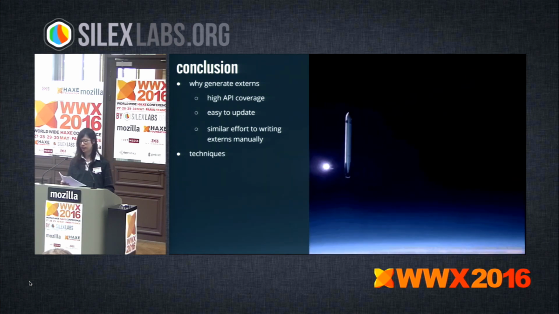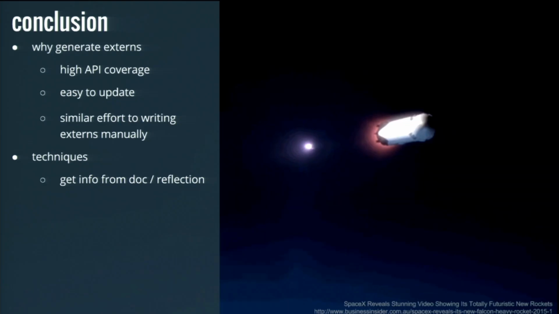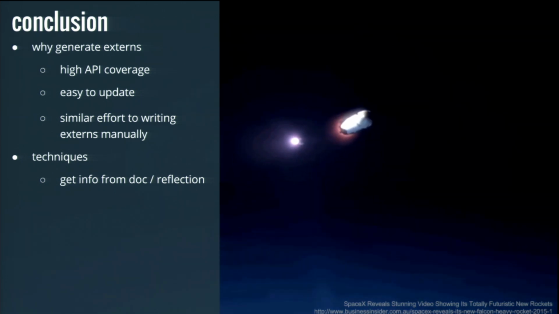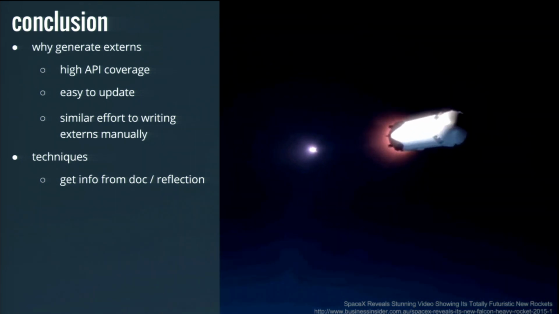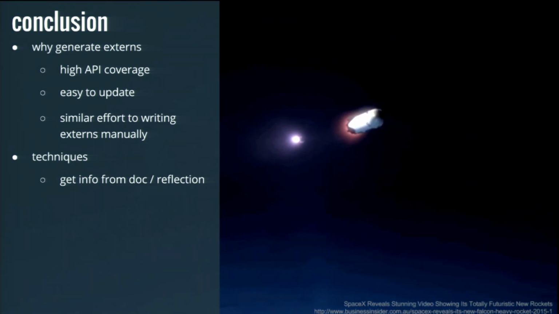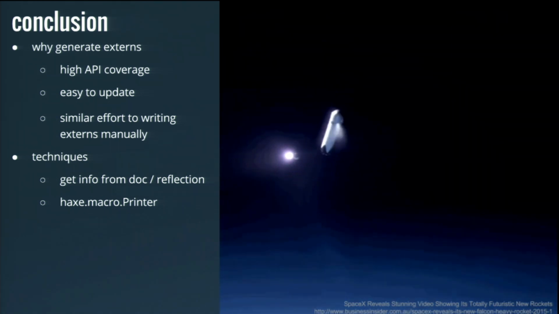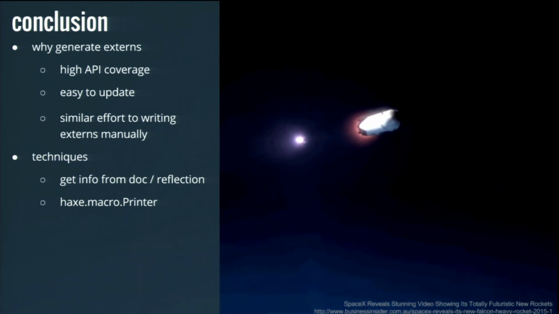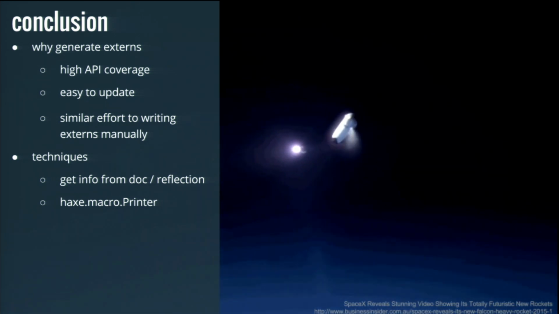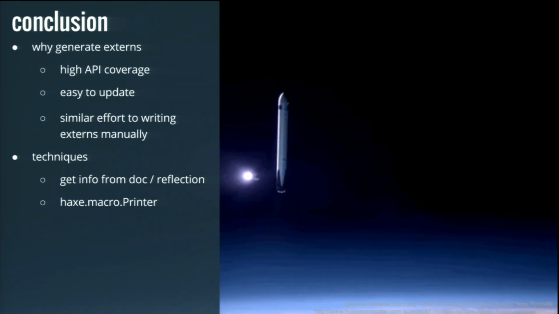The technique we use is that we can get all kinds of information from all kinds of sources. We can get it from documentation, or even get it from runtime reflection, if the target language supports runtime reflection. And we can generate the extern by building up type definition instances, and then we can feed them to the Haxe macro printer that will print all the things for us. Just don't try to print out the Haxe syntax as a string manually. It's problematic.